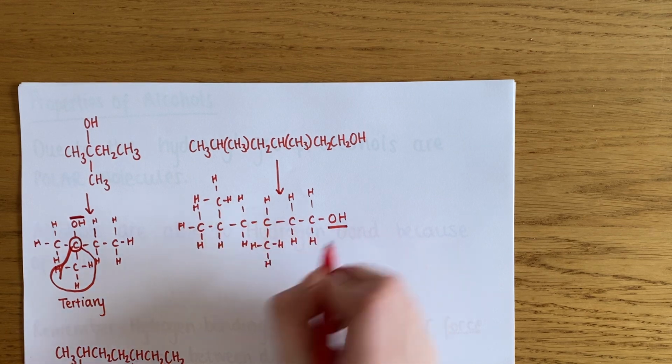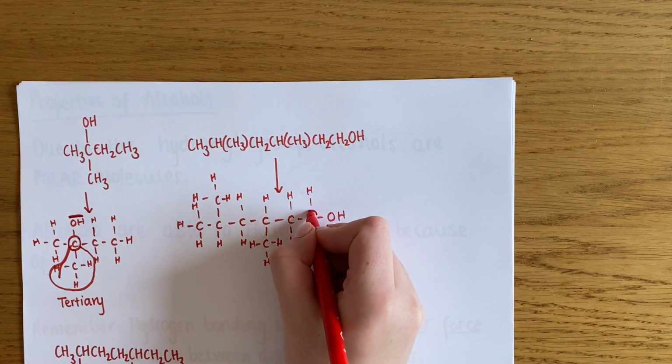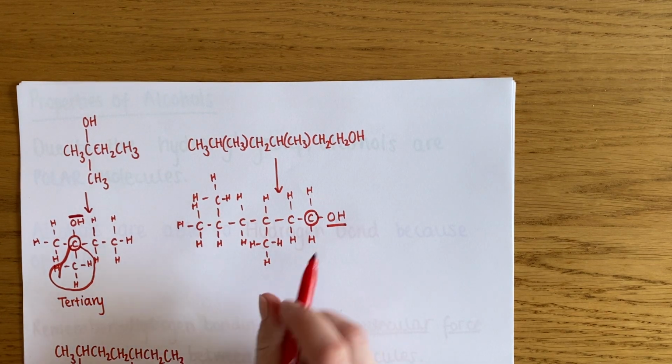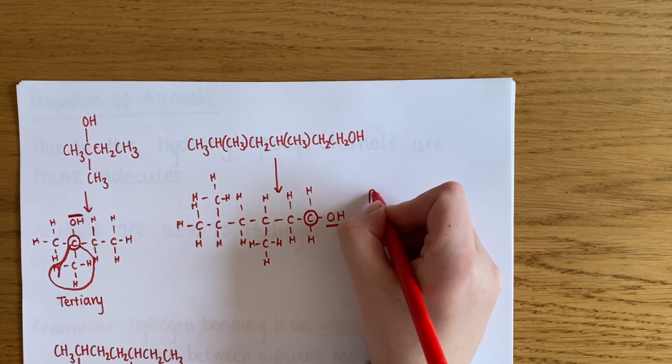You've got a hydroxyl group at the end, and it's all about the carbon containing that. It's going to be this carbon here. This carbon is attached to 1 other carbon atom, so this is going to be a primary alcohol.